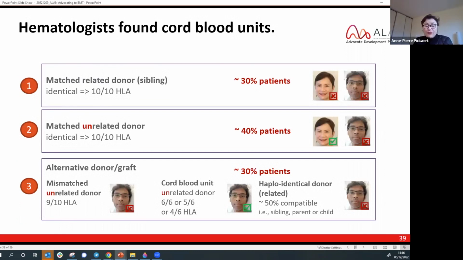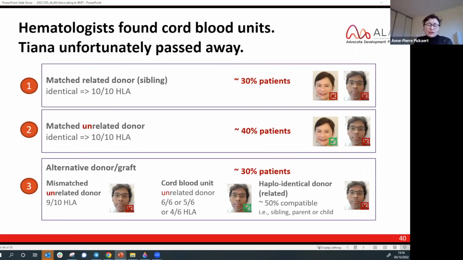But it was great that they found a cord blood unit. But cord blood units come with advantages, and also with disadvantages. And unfortunately, Tiana passed away. So this is a long story to explain the process of why certain options are chosen and why it's more challenging for some communities to find a donor. This is really important to understand as you want to advocate for access to bone marrow transplant.